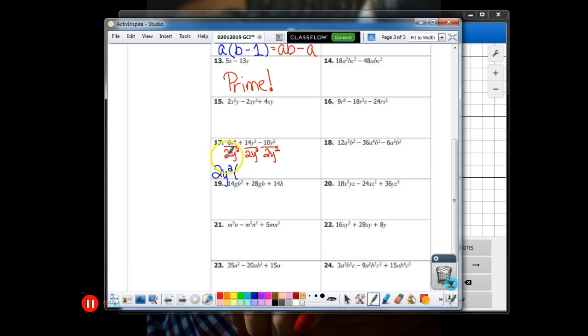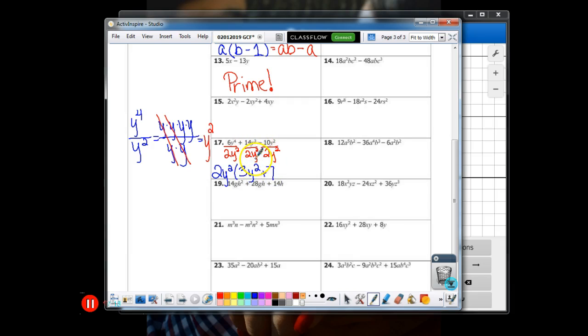So 6 divided by 2 is 3. Now y to the 4th divided by y squared. Remember this is 1, 2, 3, 4 and this is 1, 2. If I cancel out, I'm left with 2 y's, which is y squared. Or remember, you're just subtracting the exponents. 4 minus 2 is 2. This is 3y squared.